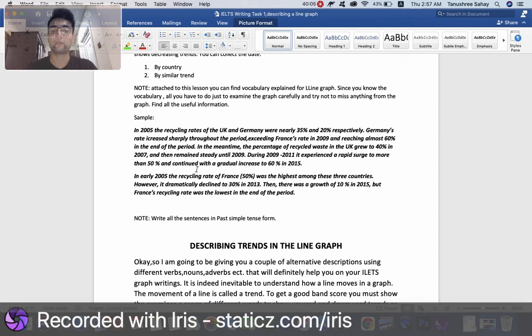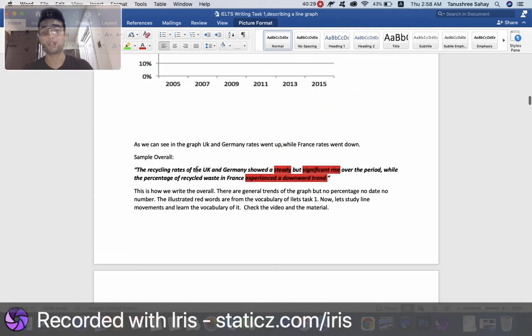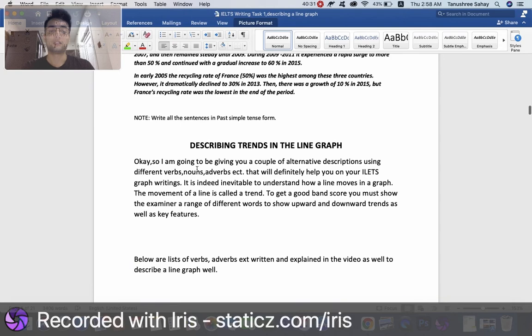Okay, and you can do this: you can just put the percentages inside brackets and keep it there. It's okay. If you say it was the highest or it was the lowest, after saying highest or lowest, you can just write the number in brackets. It was the highest among these three countries at the beginning of the period. That was the highest one, at 50%.